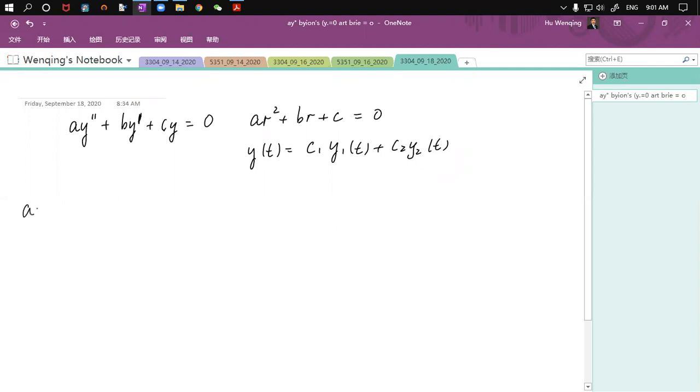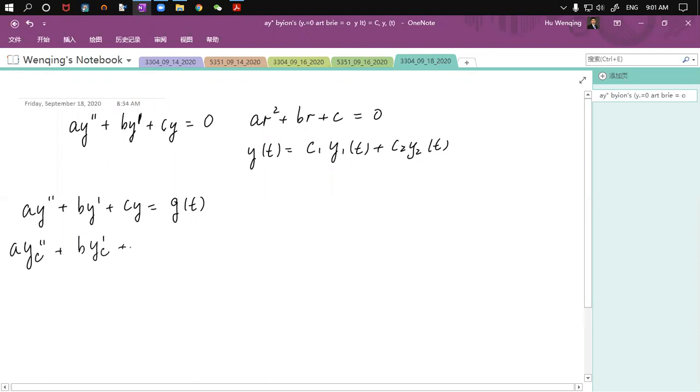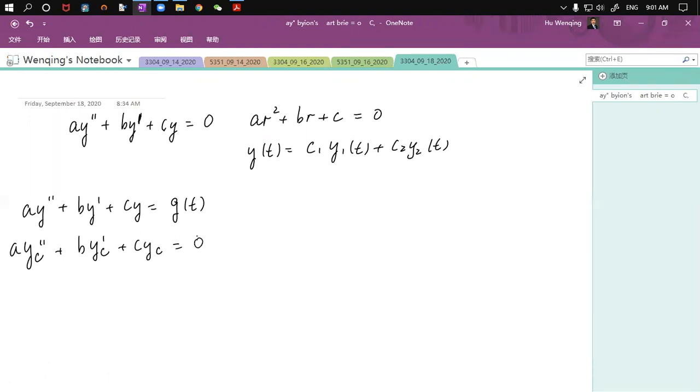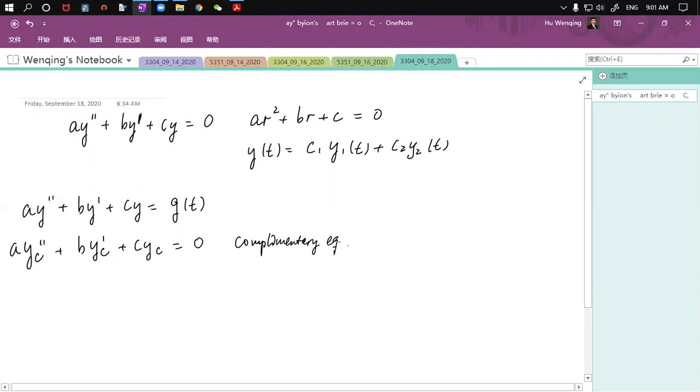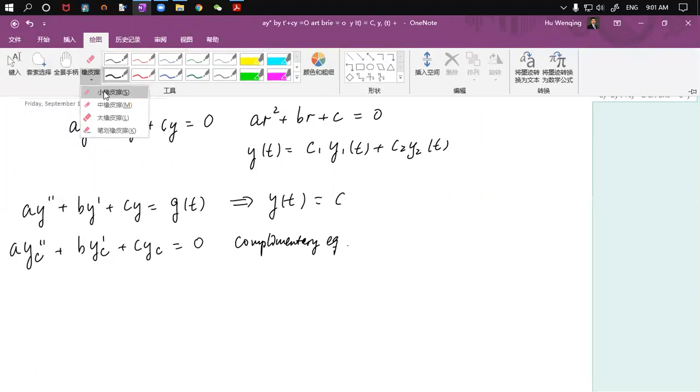Now, what about the non-homogeneous case? Suppose ay double prime plus by prime plus cy is equal to g of t. There's a non-homogeneous term. Then you should start by considering a yc double prime plus b yc prime plus c yc is equal to 0. This is what we call the complementary equation. You solve this complementary equation, and the general solution is going to be the complementary solution.